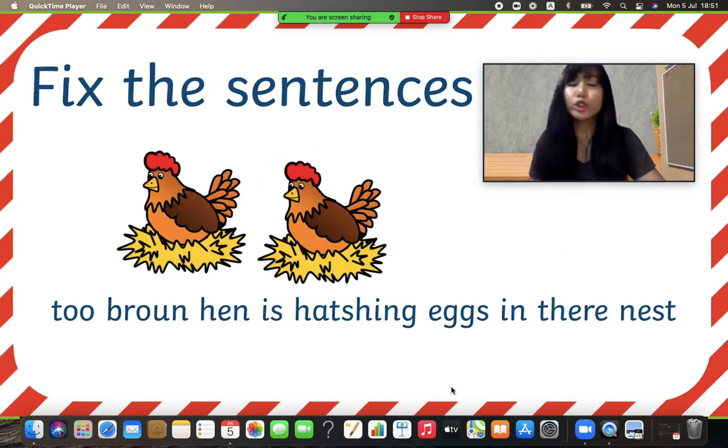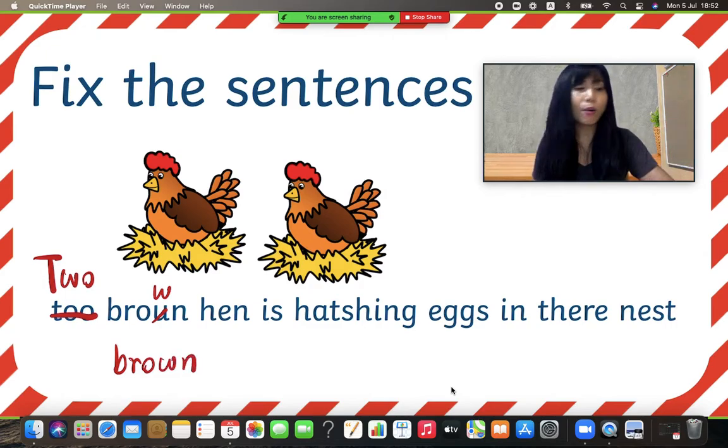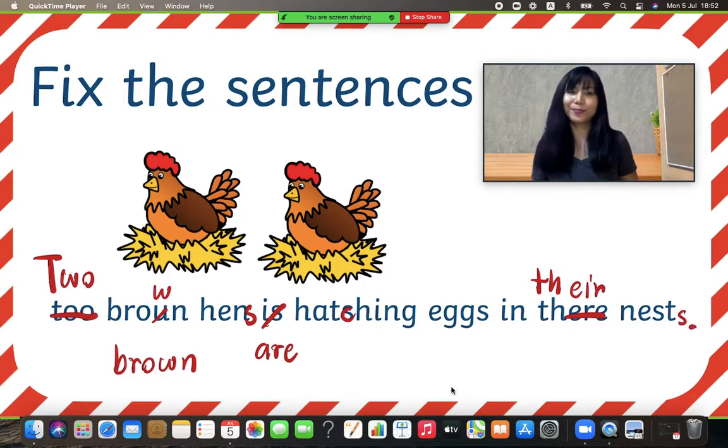Next. Two brown hen is hatching eggs in their nests. Oh my. Okay, two capital letter, two brown, not O-U, but O-W. Brown, two brown hens. Don't forget the letter S, plural form. Two brown hens. Are, all right, we cannot use is anymore, are hatching, ch, okay, hatching, eggs in there, oh my, is there, th, there, possession, nests, and full stop.